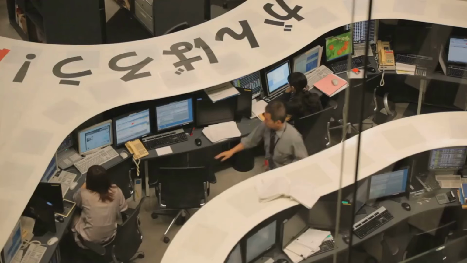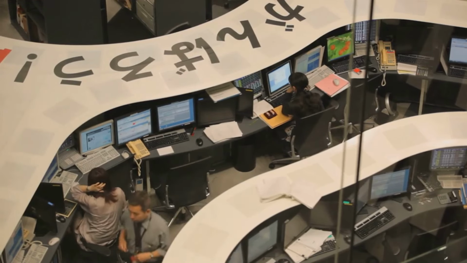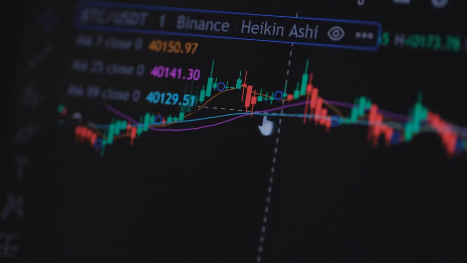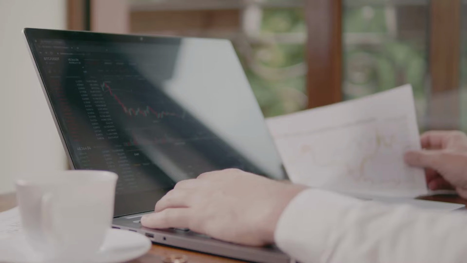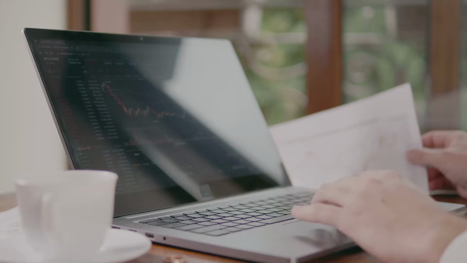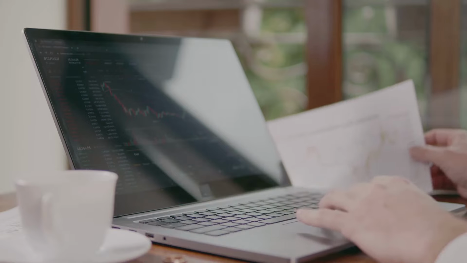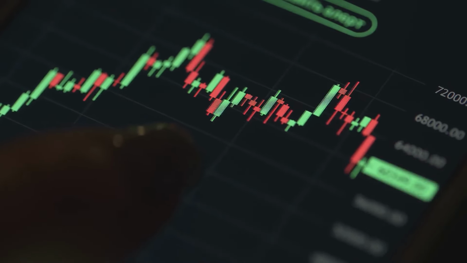Cool? Cool. It's a powerful tool for day traders looking to capitalize on short-term price movements. VWAP stands for Volume Weighted Average Price. It's a technical indicator that shows the average price a security has traded at throughout the day, weighted by volume. Think of it as a dynamic support and resistance level.